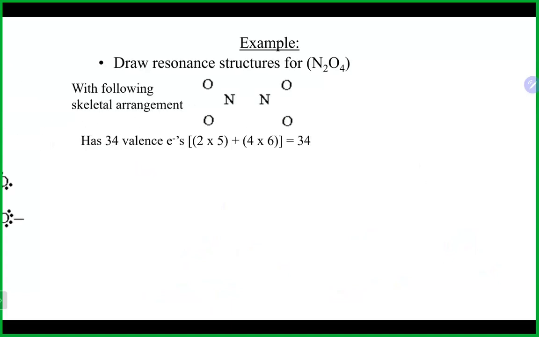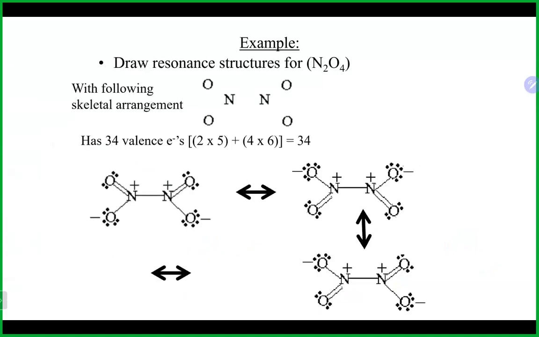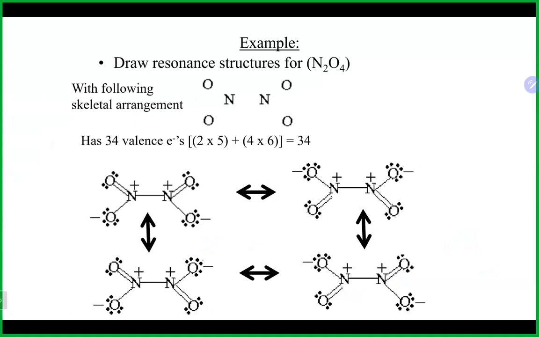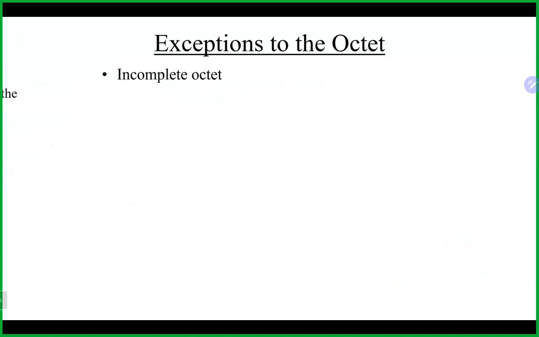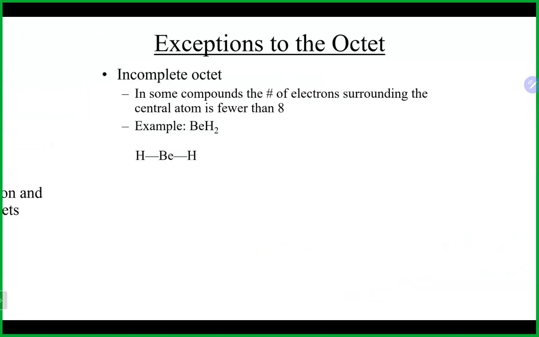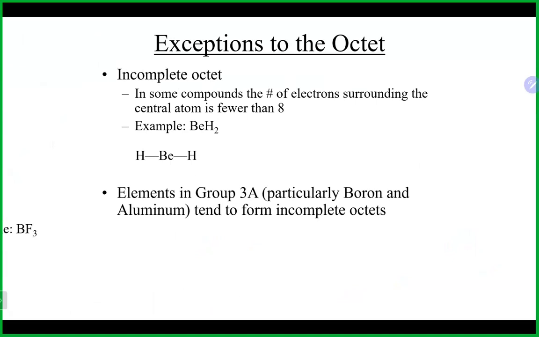All right, and then here you can obviously have many, many options if you've got multiple double bonds happening in this particular case. So let's just talk about a few of the exceptions to the octet rule. There are a few exceptions that could happen, although in this particular class, we will always follow the octet rule. So everything in here should always follow the octet rule.